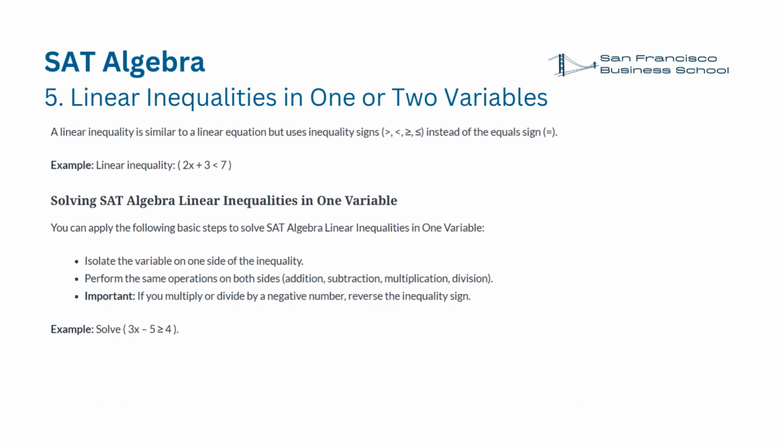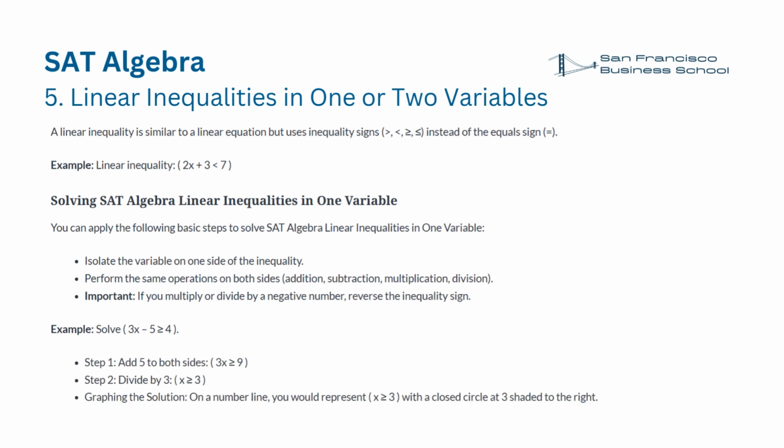Example: solve 3x - 5 greater than or equal to 4. Step 1. Add 5 to both sides, 3x greater than or equal to 9. Step 2. Divide by 3, x greater than or equal to 3. Graphing the solution, on a number line, you would represent x greater than or equal to 3, with a closed circle at 3 shaded to the right.